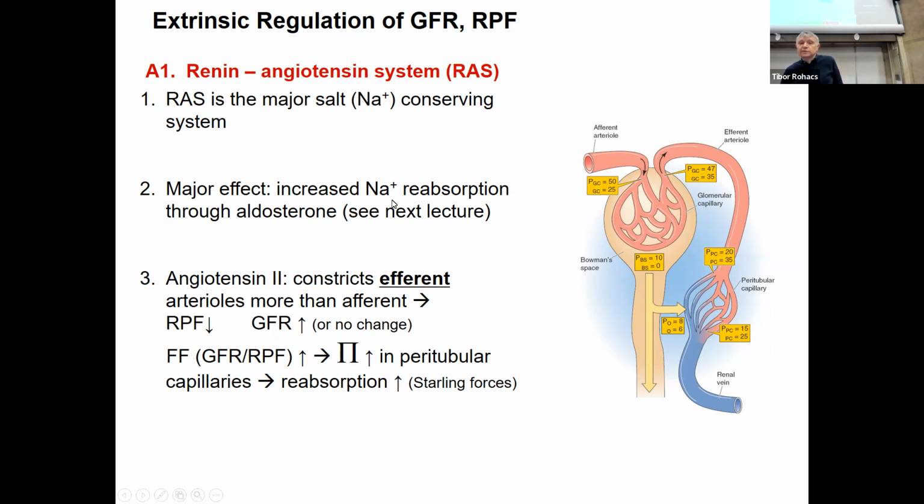One of the very important effects will be for angiotensin II to stimulate aldosterone. But angiotensin II also has a very important effect on renal hemodynamics. What angiotensin II does, it's a vasoconstrictor, and it constricts the efferent arterioles more than it does the afferent arterioles. And the consequence of that is that the renal plasma flow will go down, but the glomerular filtration rate will go either up or not change too much. And the end result is that the filtration fraction goes up.